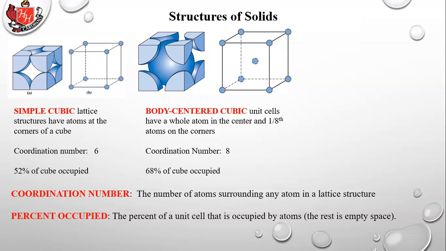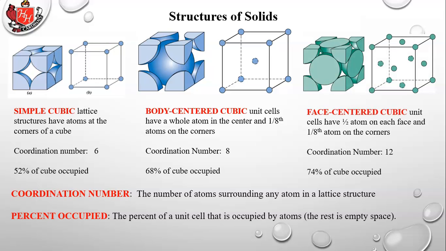And that, again, is called the coordination number. How many atoms are touching any one atom? And in a body-centered cubic, 68% of the cube is occupied. That means that 68% of that cube is blue, and the other 32% is the white, the space that's not being occupied.